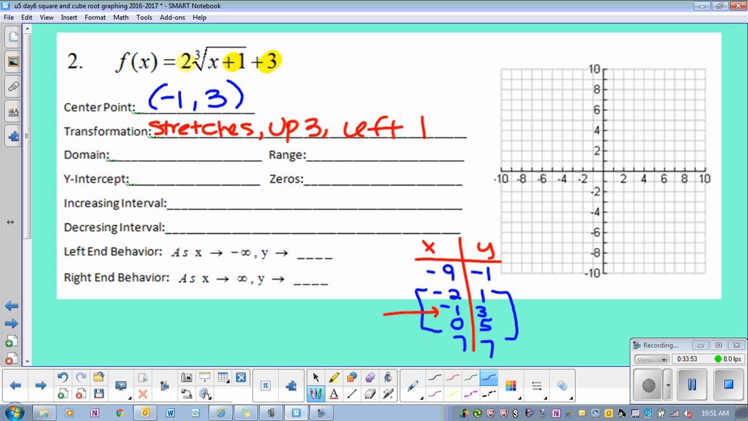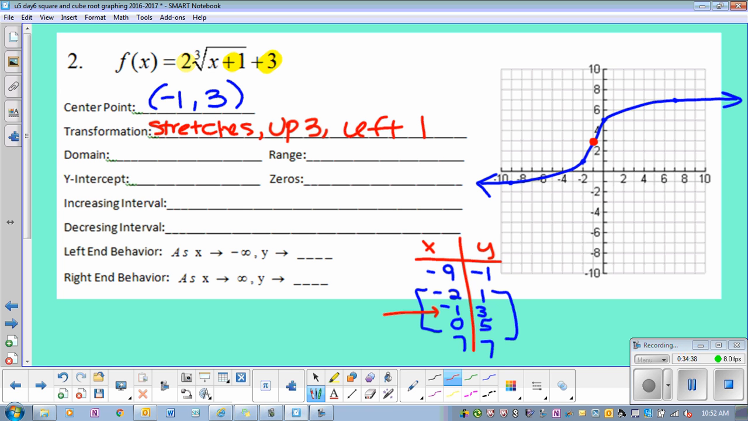And let's graph this. Oh no, -2, 1. Excuse me. So something like this, right? Here's my center point right there. Okay? Do we have the same graph?